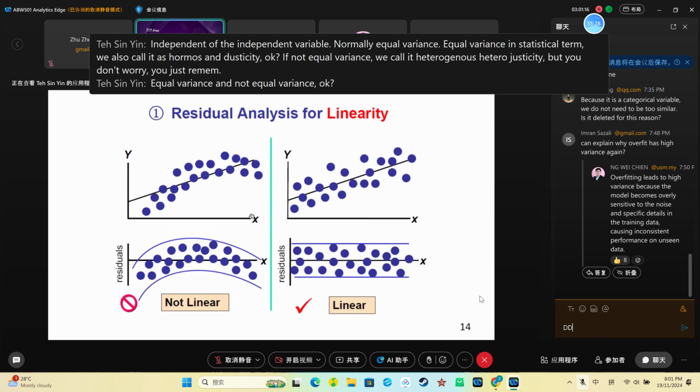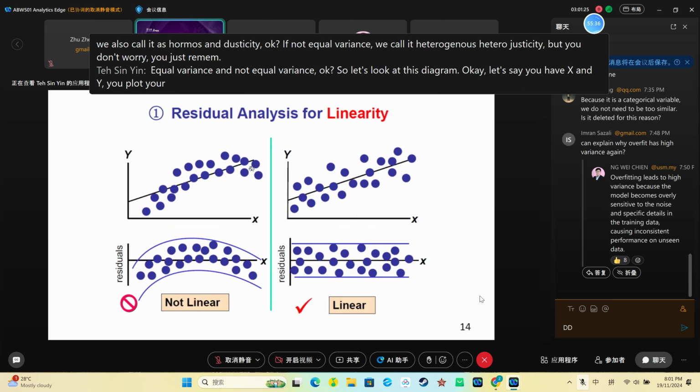Okay, so let's look at this diagram. Let's say you have X and Y. You plot your X and Y, you see something like this. Don't look at the right-hand side. Now I'm looking at the left-hand side.